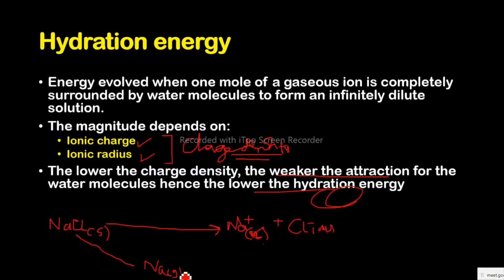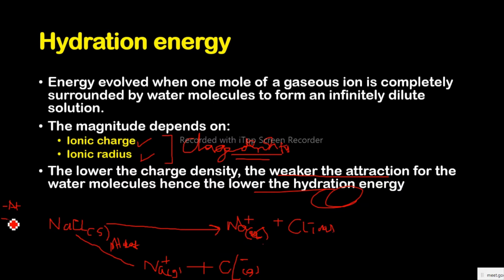Sodium ions gaseous, plus chloride ions, also gaseous. Now the whole of this is what we call the lattice energy, you can call it delta H lat. So this is the lattice energy. Now this lattice energy, this is energy, not heat. This lattice energy is dependent on different factors, and they include the atomization energy.